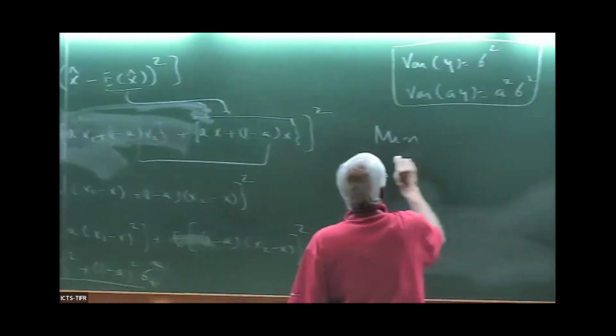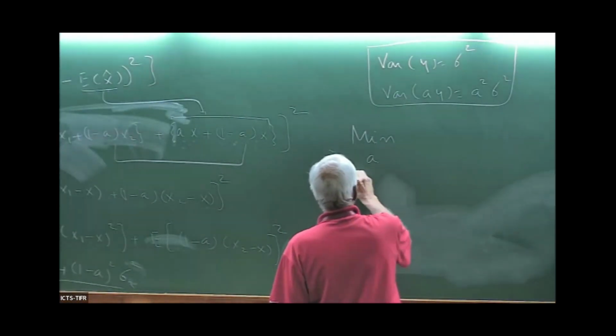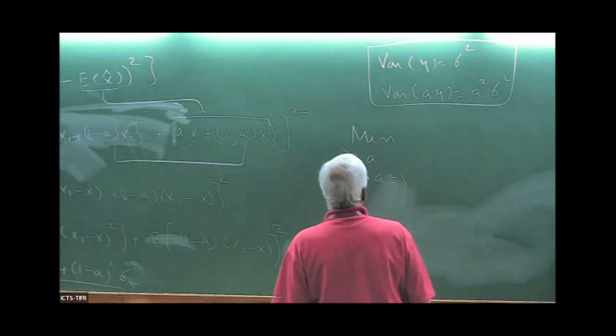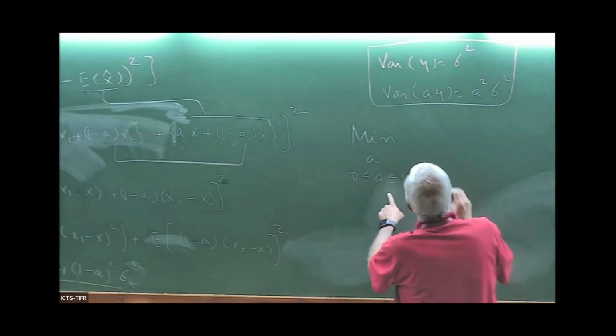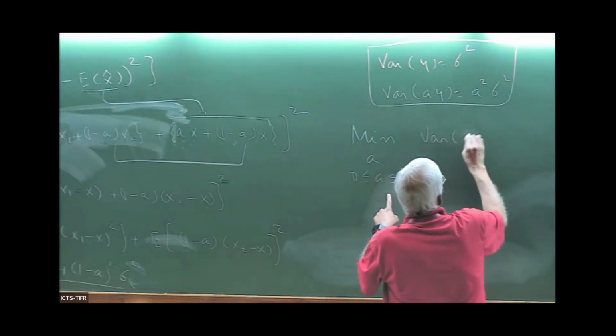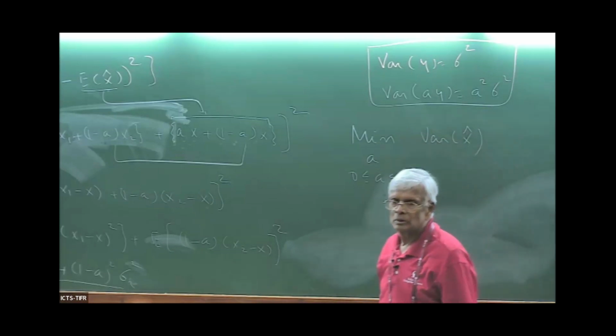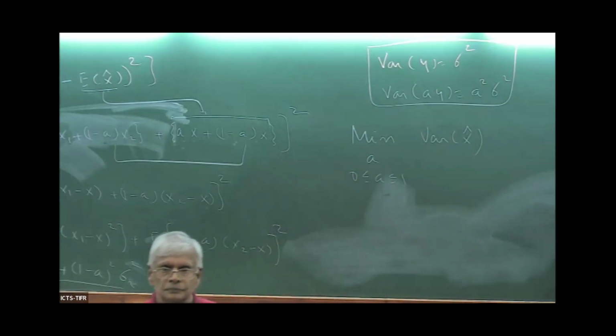So what is the idea here? Minimize the variance of x hat with respect to A, such that A is between 0 and 1, that is the space in which A is going to vary. This is exactly the way Kalman derived his filter, but with a more sophisticated notation, in 1960. So the variance is a quadratic function of A.